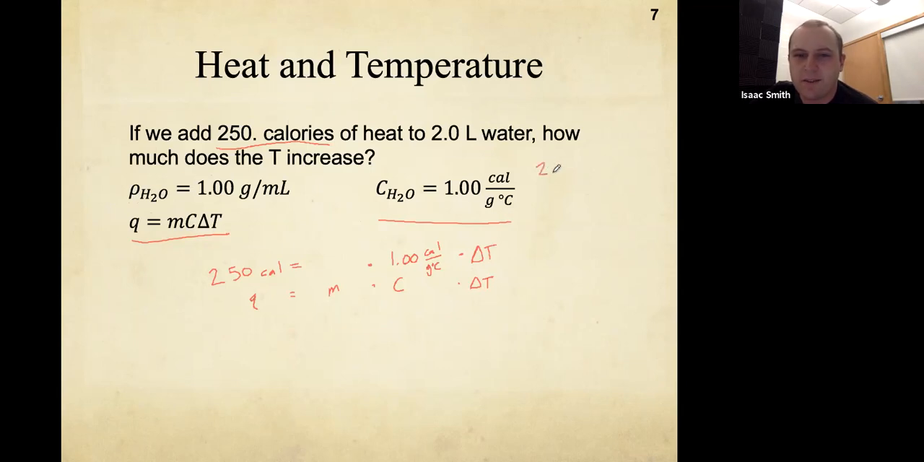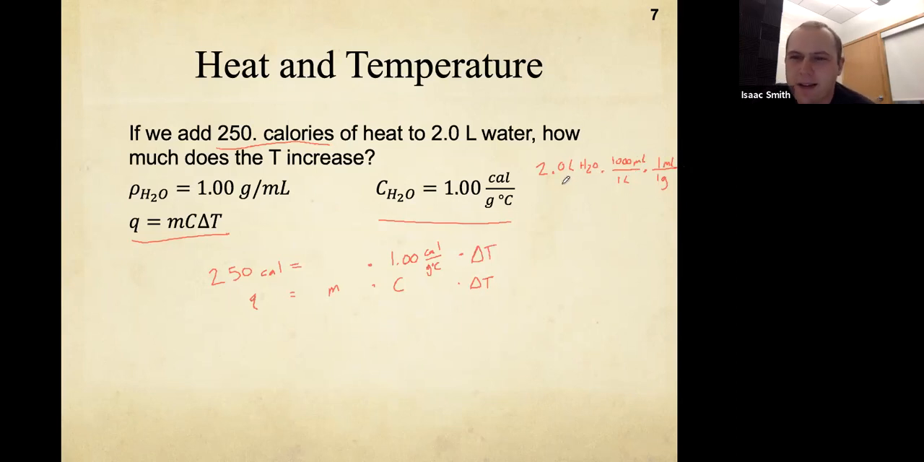So let's say we have 2.0 liters of water, okay? We can convert liters to milliliters. We have 1 liter is equal to 1,000 milliliters, okay? And then we can convert milliliters to grams using the density. So the density here is just 1, so 1 gram for every 1 milliliter, okay?